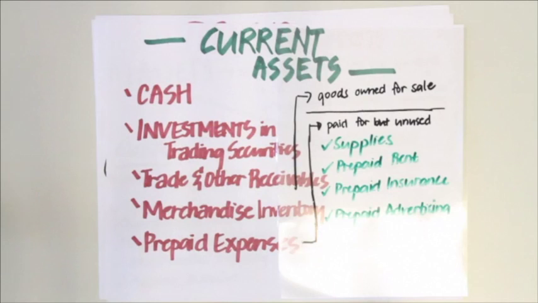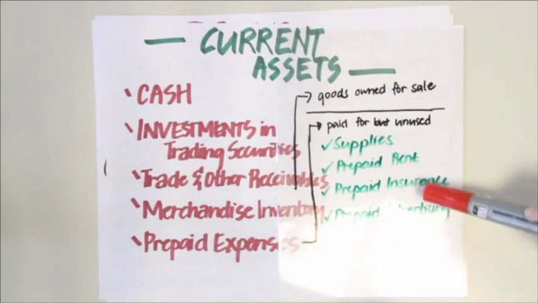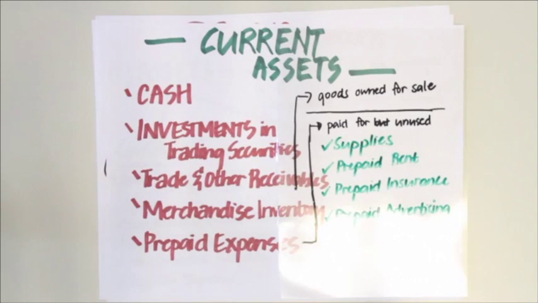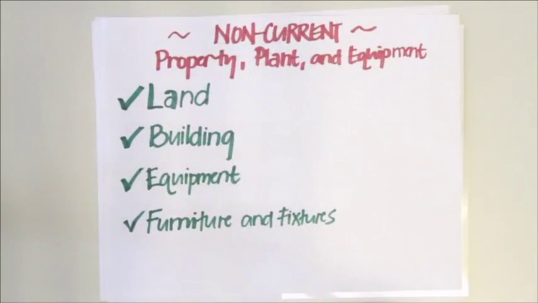And then we have the prepaid rent. This would be those rent payments you have already made in advance. For example, rent which was paid for the next 6 months. Prepaid insurance and prepaid advertising are actually very similar to prepaid rent, but these are paid for insurance and advertising respectively. And now that we're done with current assets, we move on to the non-current assets.